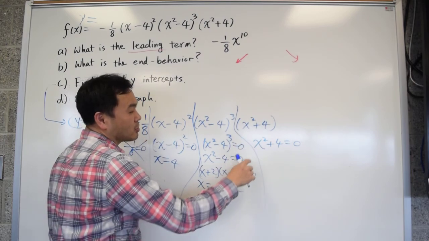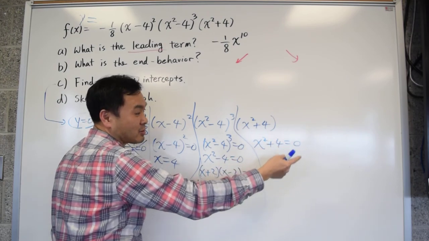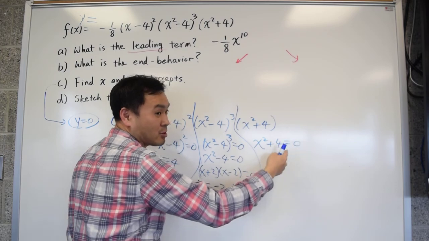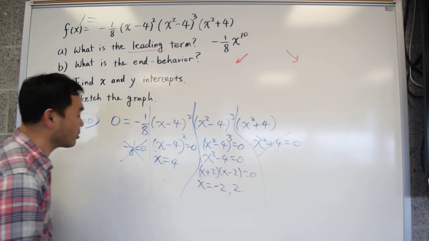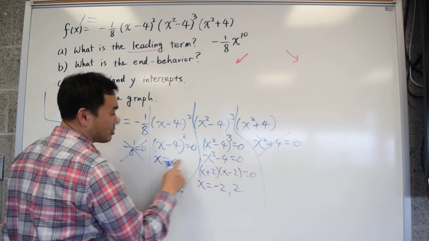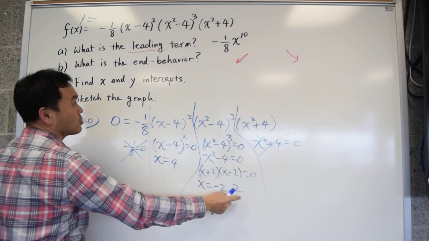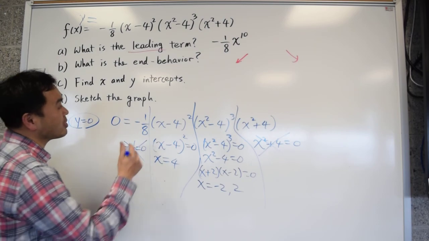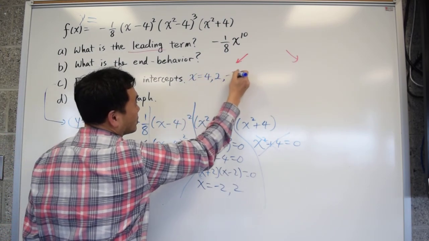Okay. So the least value x squared could be is 0. But even 0, 0 plus 4 is positive. So is it possible for this to be 0? No, never. So there's no way this could be 0. So you can't have negative 1/8 equal to 0. That's impossible. The only way that y could be 0 is when x is 4 or negative 2 or 2. So those are the x-intercepts. x equals 4, 2, negative 2. Okay.